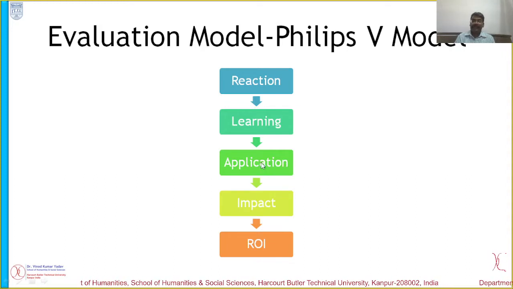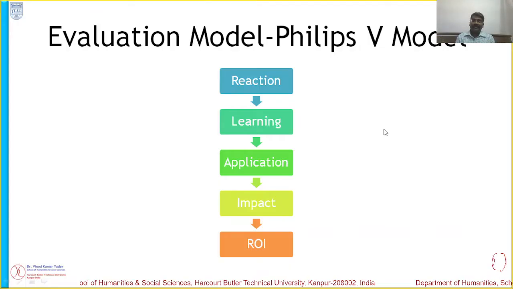And with application. Why is it called the V model? Because on one side you have alignment of objectives, and on the other side you have the business alignment with the objectives. So it is like a V model. This is in reverse order: reaction comes at the bottom, then learning, then application, then impact, then ROI. So it is like this. We'll share that model. You can Google it, you can find that V model and see why it is called the V model.